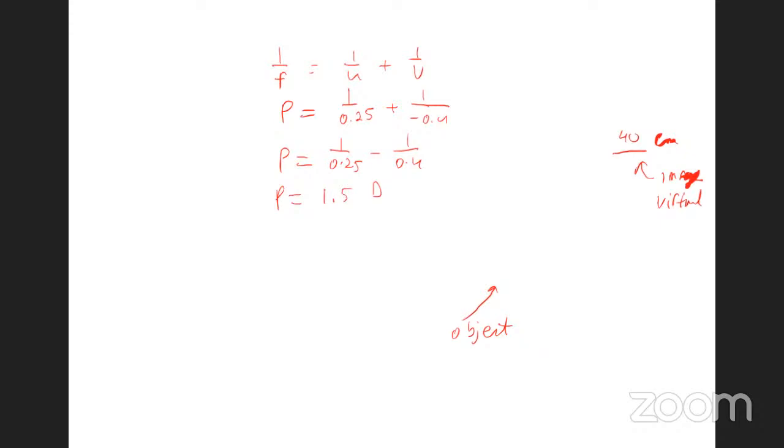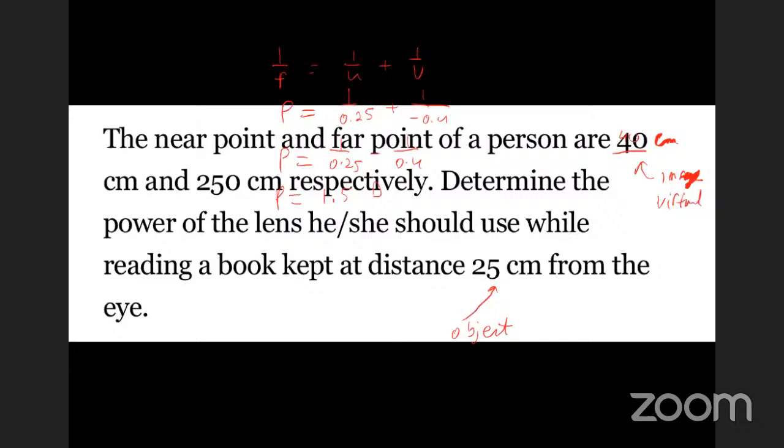So let's just read the question over to make sure you understand, because all the questions are just like this, right? They want to determine the power. The person's near point is 40 centimeters, and the person's far point is 150 centimeters, right? We recognize that the person is long-sighted because the person's near point is much further away than the normal near point, 25 centimeters, right? So we want to get the power of a lens required to put the reading book, the object, 25 centimeters from the eye.